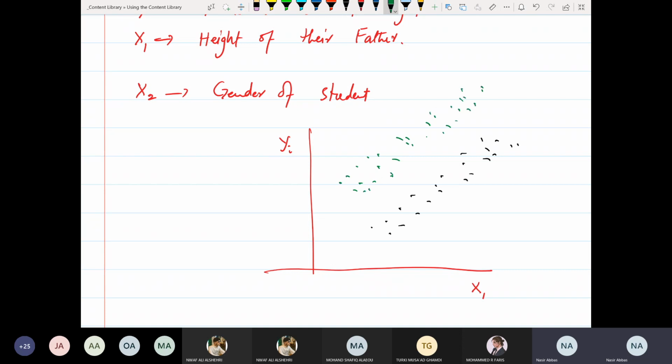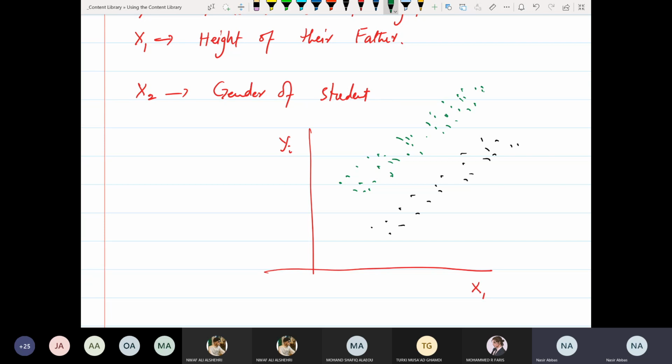Which ones are the green ones? Which ones are the black ones? Do you expect? Males are green. The males are green and the black ones seem to be females. So you expect this kind of bunch in your data.